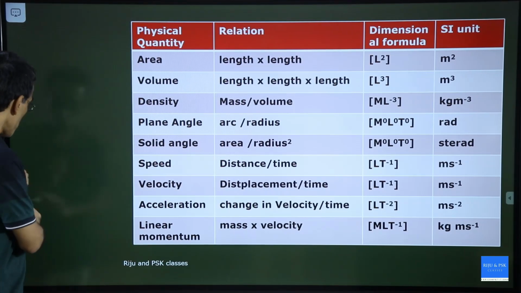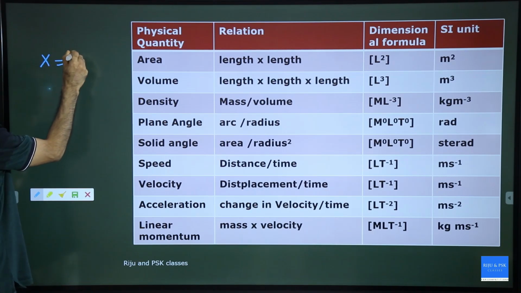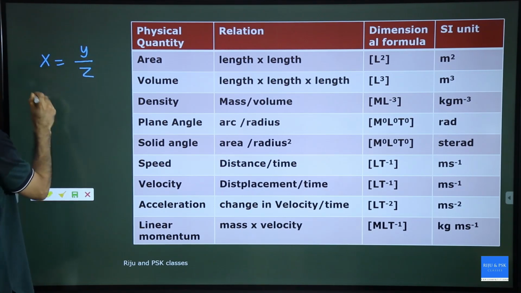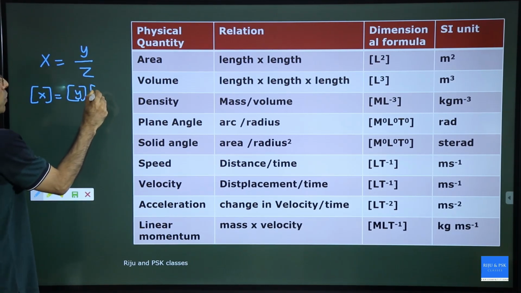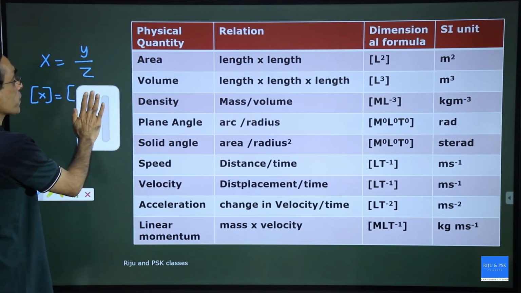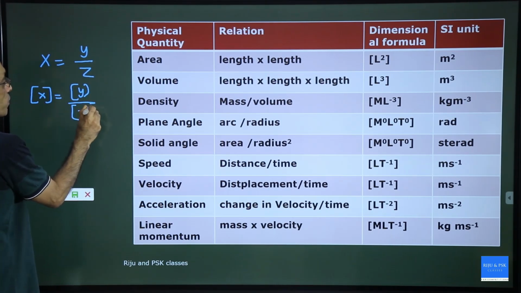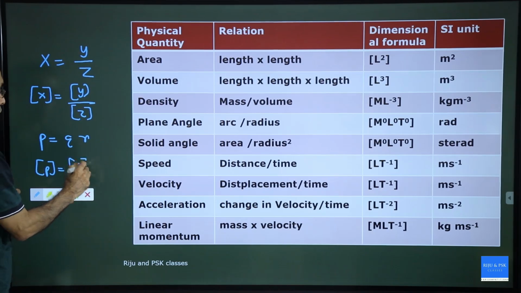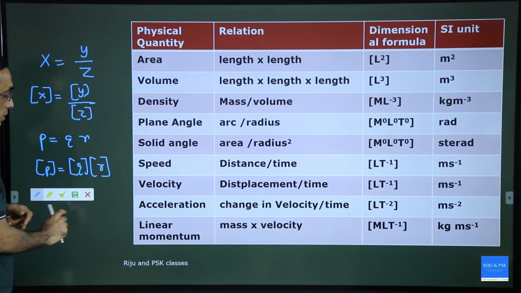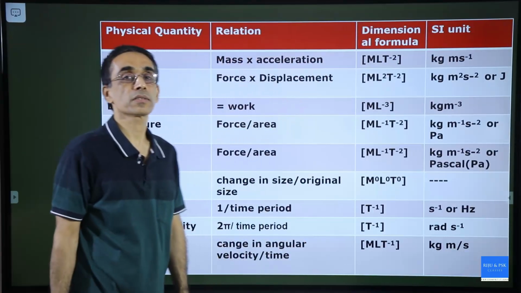And I also told you that if there is a quantity x which is equal to y divided by z, then dimension of x is equal to dimension of y divided by dimension of z. Suppose there is a quantity p equal to q into r, then dimension of p is equal to dimension of q into dimension of r. So from this we are going to continue with the other quantities.